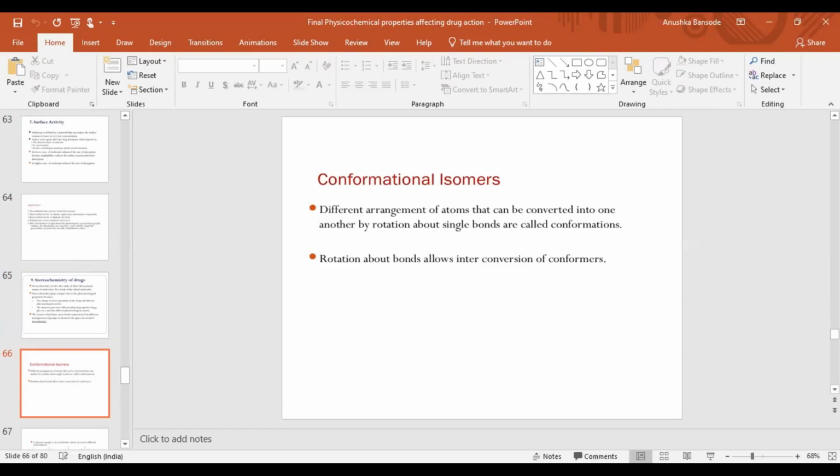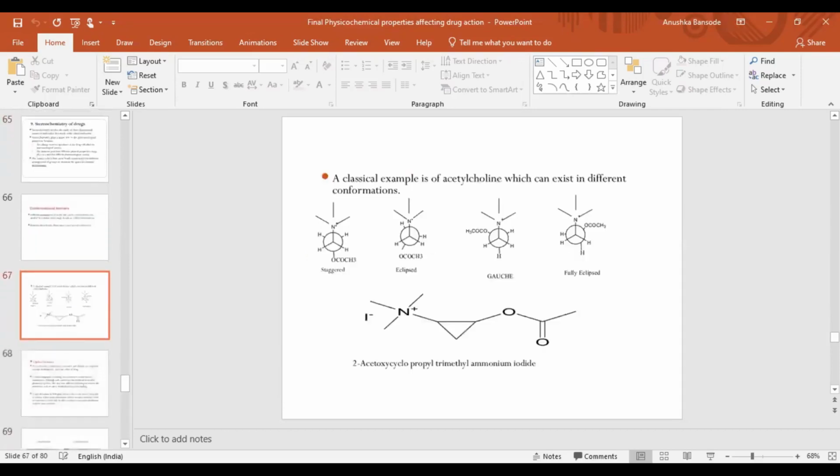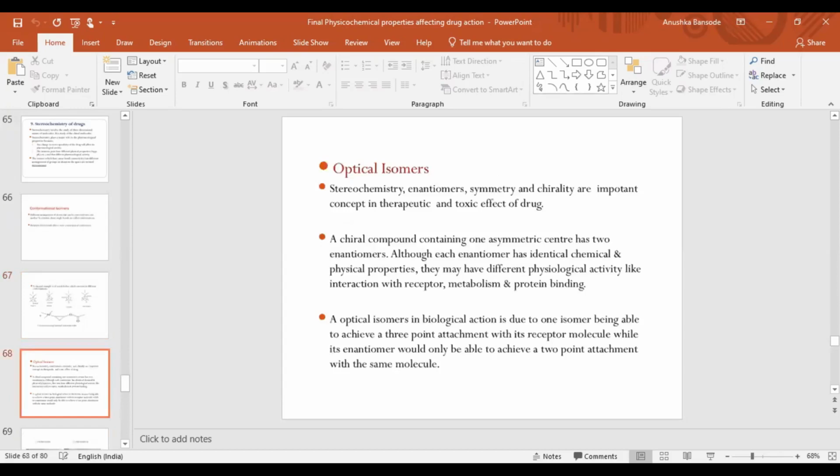Conformational isomers are different arrangements of atoms that can be converted into one another by rotation about single bonds, and are called conformations. Rotation about bonds allows interconversion of conformers, right? A classical example is acetylcholine, which exists in different conformations: staggered, eclipsed, gauche, and fully eclipsed form. The conformation totally explains the binding of the molecule to the site, right? So what is going inside and what is going outside into the receptor?